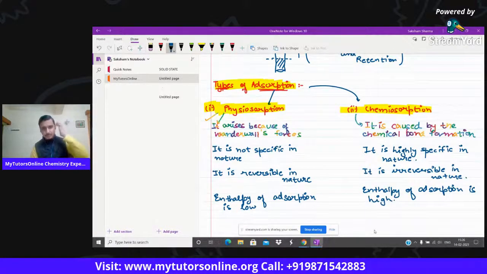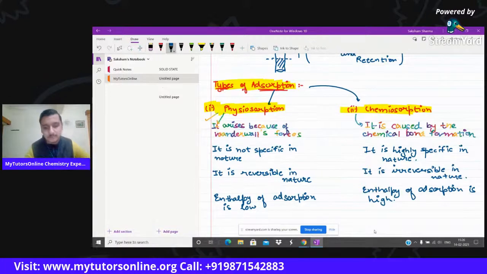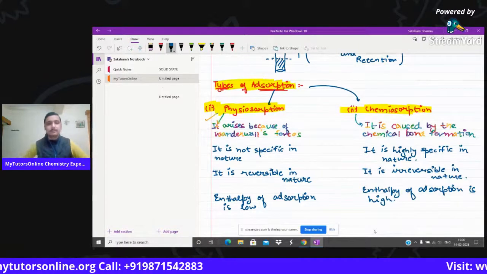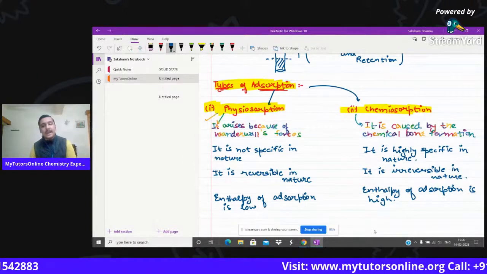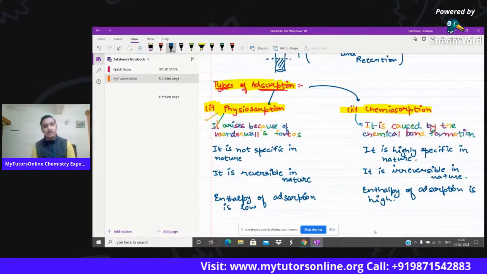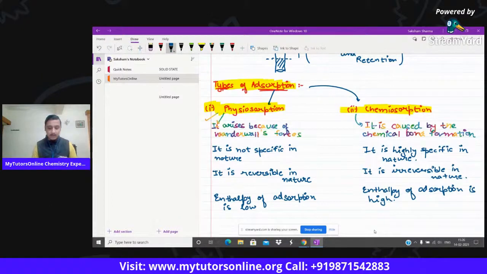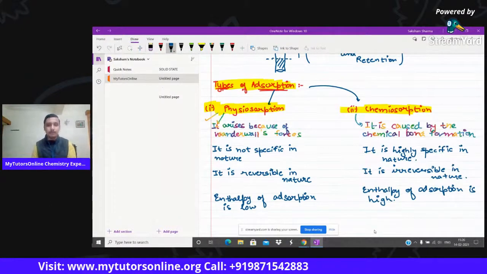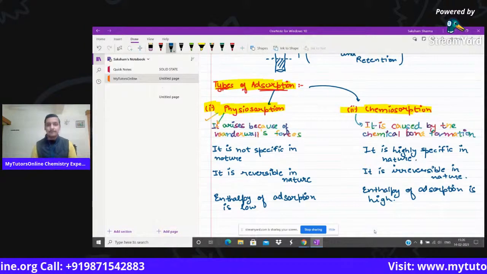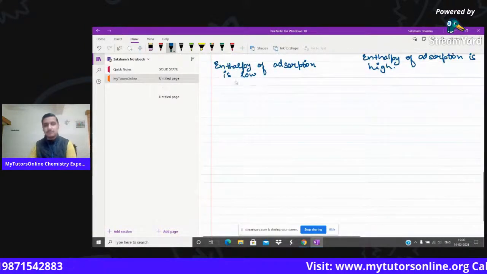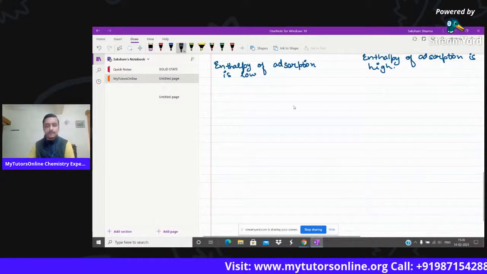Okay, so I have discussed some 4 to 5 important differences between physisorption and chemisorption over here. And there are 4 to 5 some more differences. Now, this was the ideal start to your chapter, surface chemistry.